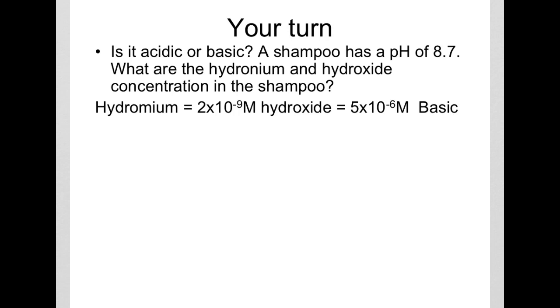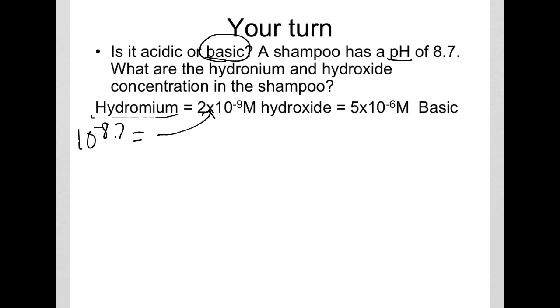So pH 8.7, you might notice that this is slightly basic because it's above 7. Be aware of where you are on your pH scale. But again, pH only tells us about hydronium. So we'll have to take the anti-log of that, 10 to the negative 8.7, and that's going to give me my hydronium, 2 times 10 to the negative 9th.